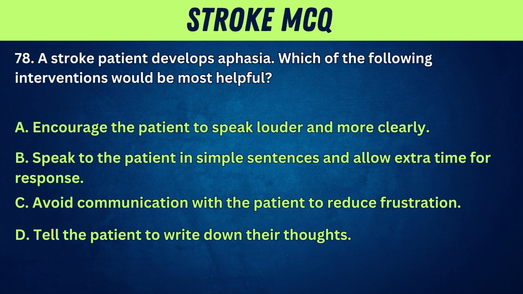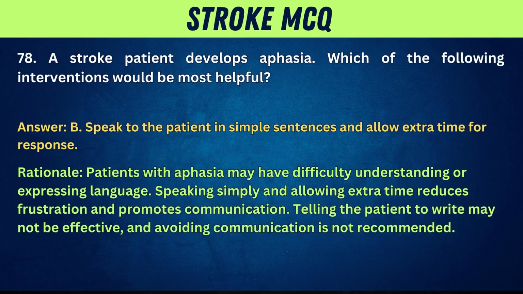78. A stroke patient develops aphasia. Which of the following interventions would be most helpful? A. Encourage the patient to speak louder and more clearly. B. Speak to the patient in simple sentences and allow extra time for response. C. Avoid communication with the patient to reduce frustration. D. Tell the patient to write down their thoughts.